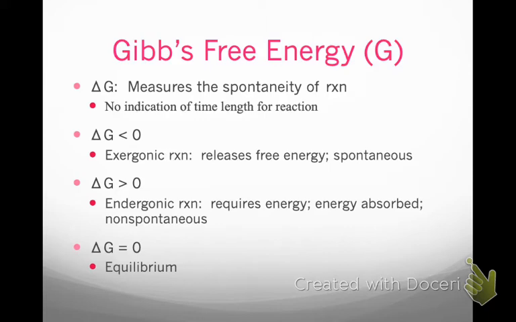So the symbol that we use for Gibbs free energy is G, and we talked about entropy being S and enthalpy being H. So this is the symbol for Gibbs free energy. And like I said, it's a measure of spontaneity of a reaction, and it's based on the release of free energy. And we could say free energy is energy to do work, or it's available energy. So that's what the free part of free energy means.